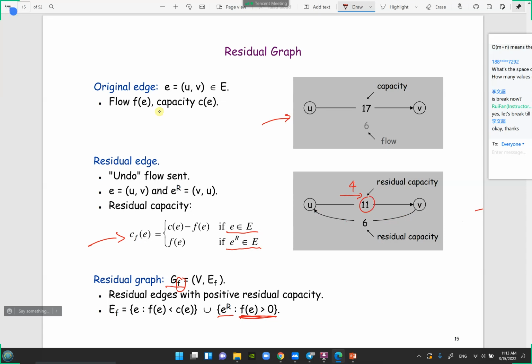On the other hand, if we're using one of these reverse edges, and you're sending 4 units of flow over here, that is also okay. And what does it mean to send 4 units of flow on the reverse edge? It means that in the real flow, we actually decrease the flow by 4 units, because this is going in the reverse direction. So after you send this flow, you decrease the flow on this edge by 4 units.